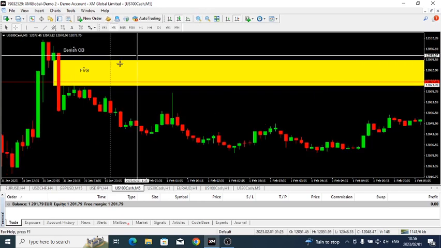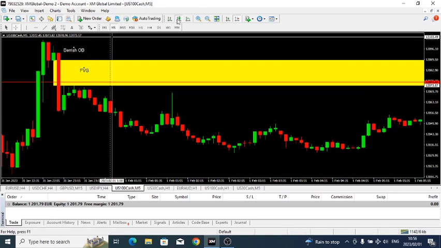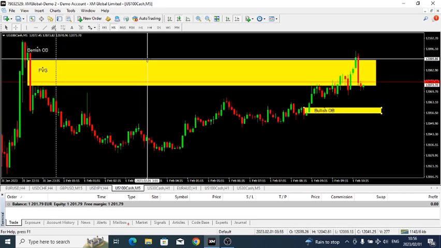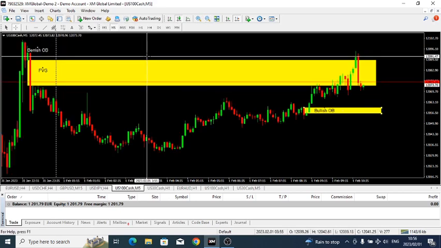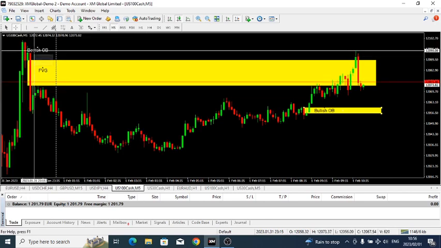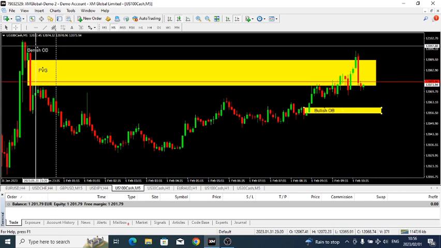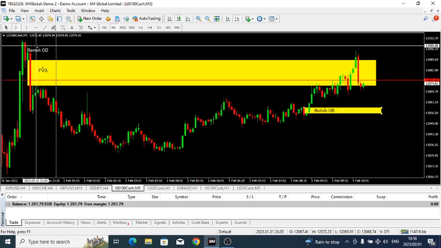Let me do this. It will just go 50% of that green candle, this candle, and then it will go back. So if you're gonna sell, you just put your stop loss here and then leave the market to do its own thing, and not worry that it will go there.